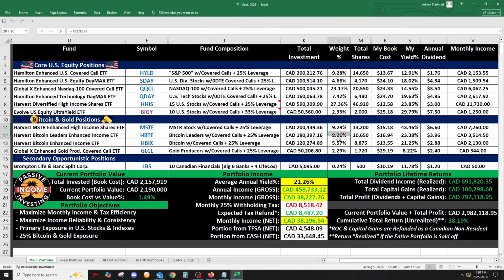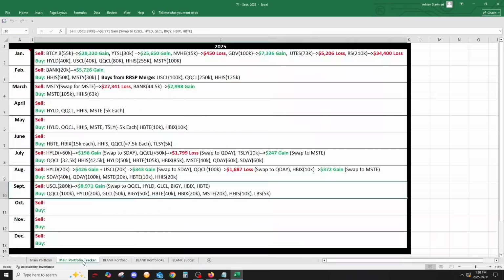So altogether right now, I have 25.5% in Bitcoin and gold, which is one of my objectives here. I bumped it up to 25%, but I said Bitcoin and gold exposure. I'm very comfortable with 25%. I would even be comfortable with a little bit more than that, but that's just me, guys. That's just me. Okay, and so that's basically the swap out of USCL.